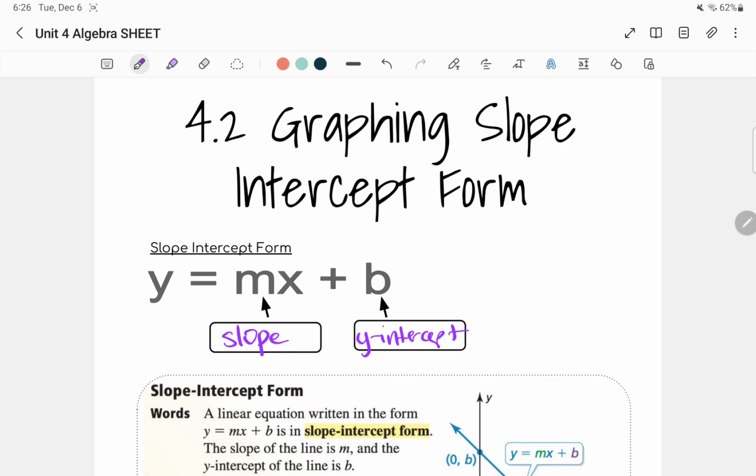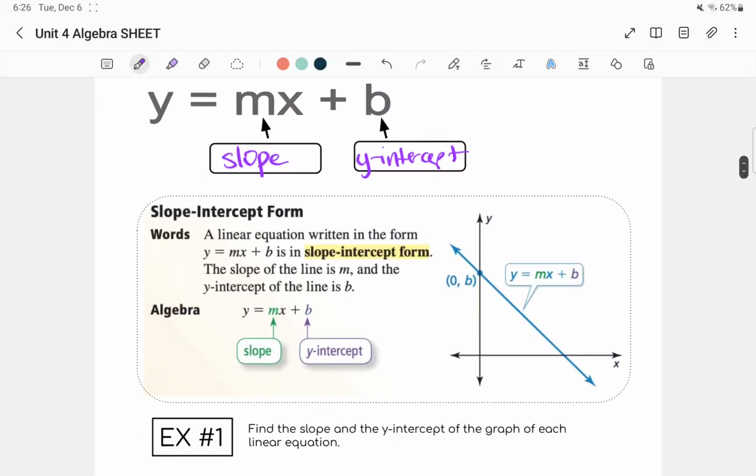Slope is what we found last lesson. It's the slope of the line. It's our rise over run. And our y-intercept is that point that is on the y-axis. It's where our line crosses the y-axis. So there's a little definition here, the same thing that we just wrote above, and also a picture. And we're going to use this in order to graph our equation.